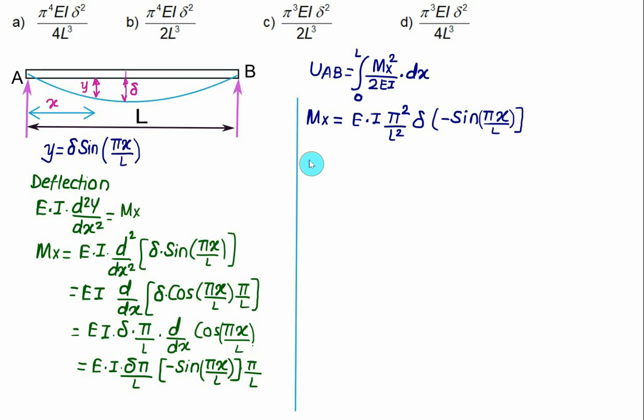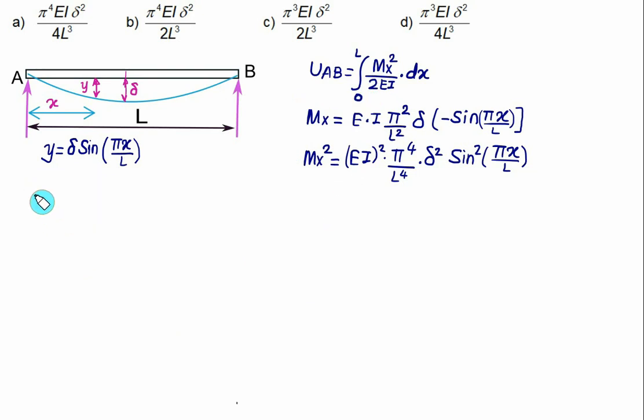But what we are interested in is Mx². So we have Mx² will be equal to (EI)² into π⁴ divided by L⁴ into δ² and the square of the sine term, that will be sin²(πx/L). This entire term you have to substitute here and you have to solve the given integral.